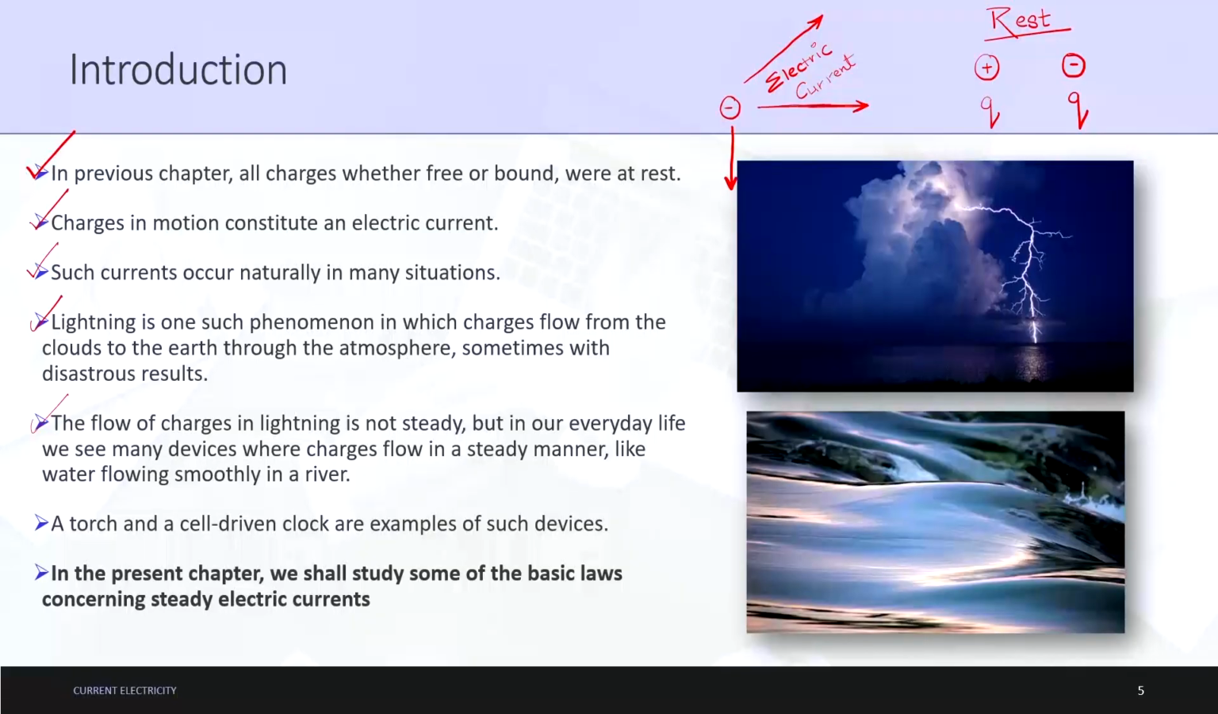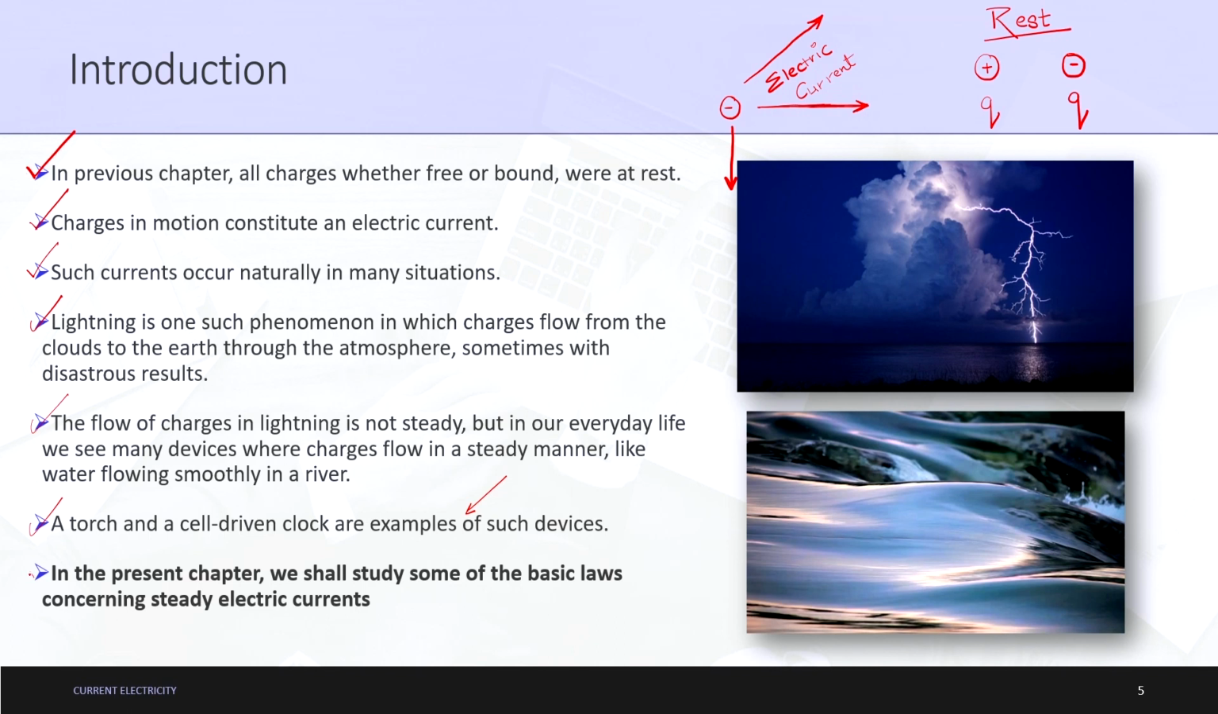So, that type of flow is required in our case, in place of lightning, such that current electricity can be put into good use. Okay. An example of where the charges flow in a steady manner is a torch and a cell driven clock. So, these are examples of such devices in which steady currents of charges take place. In this chapter, what will we study? We will study some of the basic laws concerning steady electric currents.